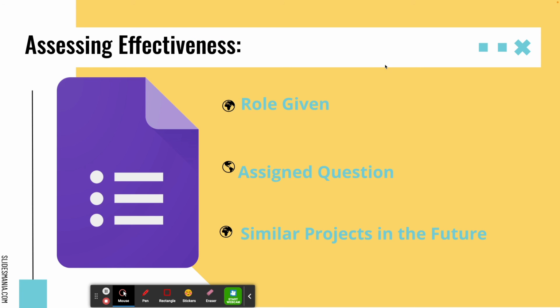And then assessing effectiveness: did they like the role that they were given? Would they have preferred a different role? Did they like the question they had to end up answering, or would they have preferred one of the other three questions? And how would they feel about participating in projects similar to this in the future?